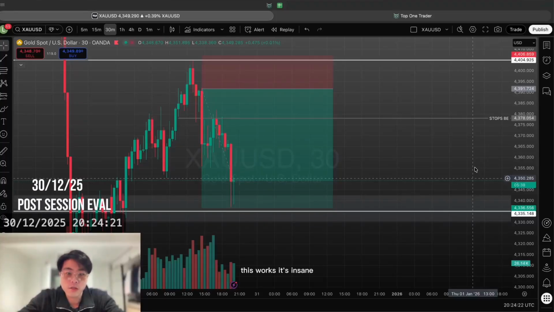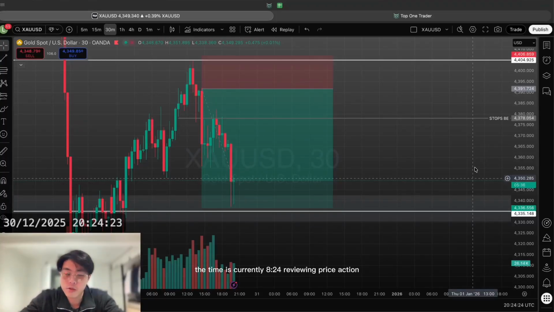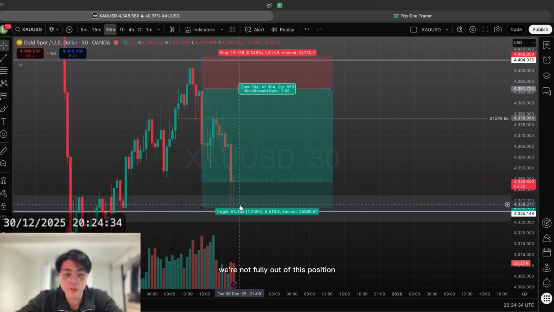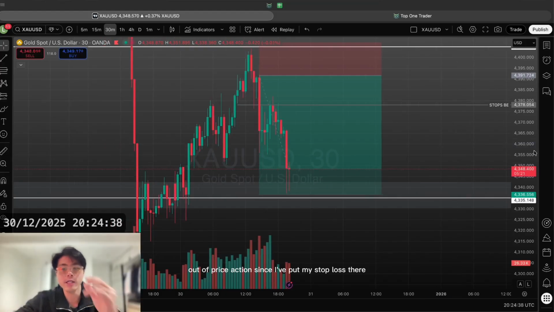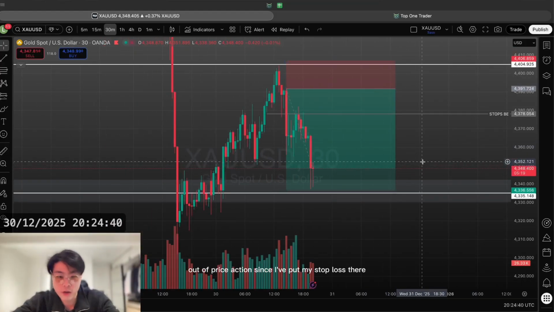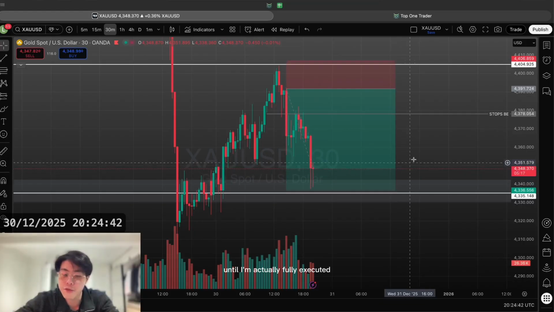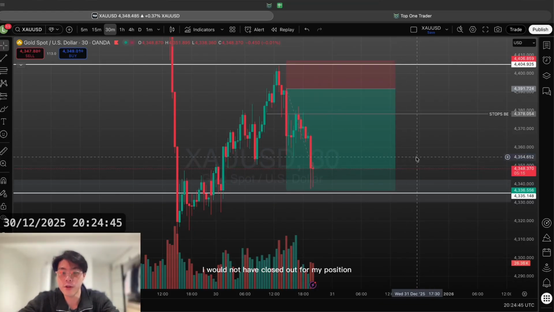This works. It's insane. The time is currently 8:24. We're reviewing price action, and although we're not fully out of this trade because this area of rejection here at the take profit area hasn't quite been tapped yet, we're not fully out of this position. We came very close to it, but we haven't quite gotten an exit out of price action. Since I've put my stop loss there, that means I have to wait until I'm actually fully executed. I would not have closed out my full position.